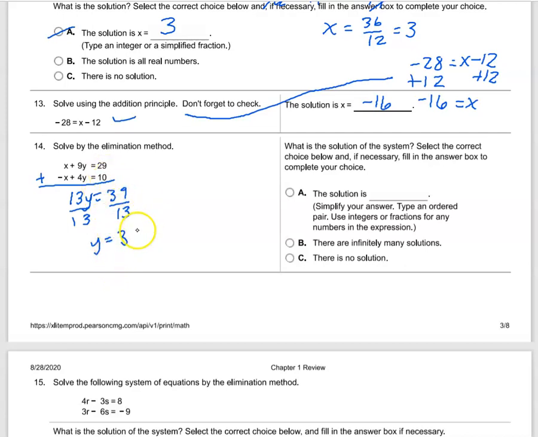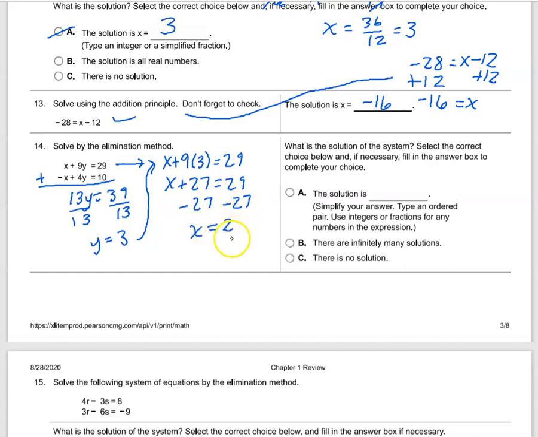To find x, we need to plug that back into one of these. I'm just going to pick the top one. So x plus 9 times 3 is equal to 29. All I did was take the y equals 3 that I found and plug it in for this y. And so x plus 27 is equal to 29. Subtract 27 from both sides, so x is equal to 2.